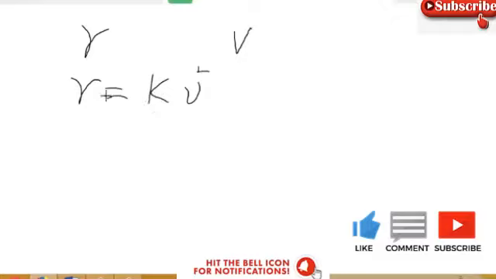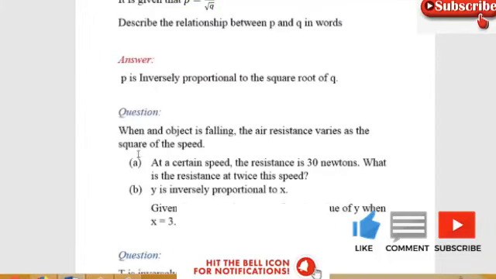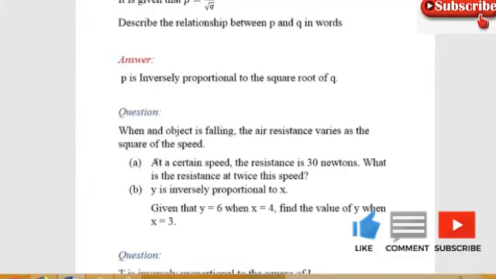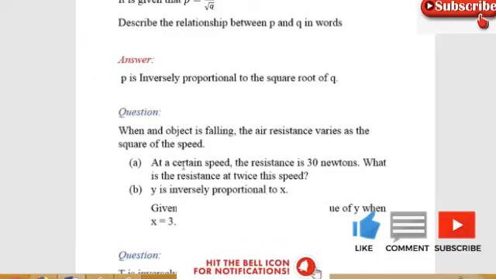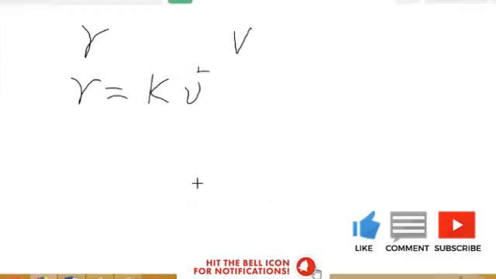So then we can say that this formula is complete. So let's see how to use it. Let's come to the first part of the question. At a certain speed, suppose it is not given, we say it is V, the resistance is 30 Newton. Let us plug in these values here.